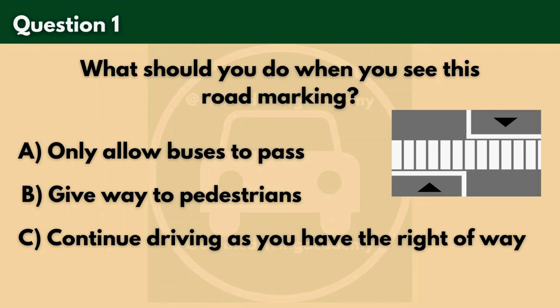Option A, only allow buses to pass. Option B, give way to pedestrians. Or option C, continue driving as you have the right of way. Now, obviously, you cannot continue driving as the pedestrians have the right of way, and there's no such thing as allow buses to pass. Therefore, the correct option will be option B, give way to pedestrians.